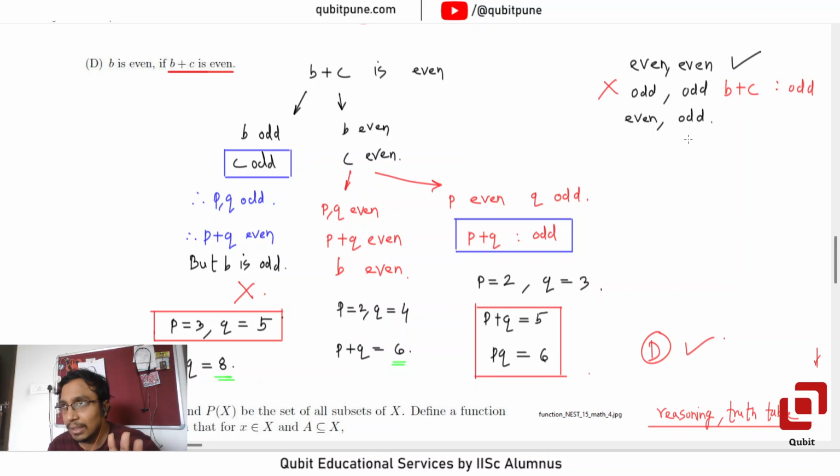Correct? Yes, sir. Now I'm talking about roots, okay, not B and C. Now please tell me, when both roots are even, will B plus C be even? Yes. But in that case, will B also be even? वो तो रहेगा ही. So the possibility that both roots are even, that is now being covered.